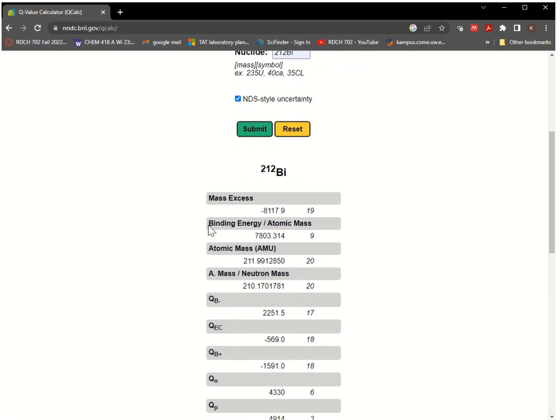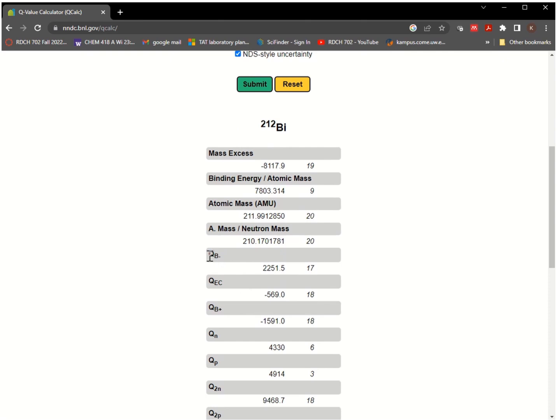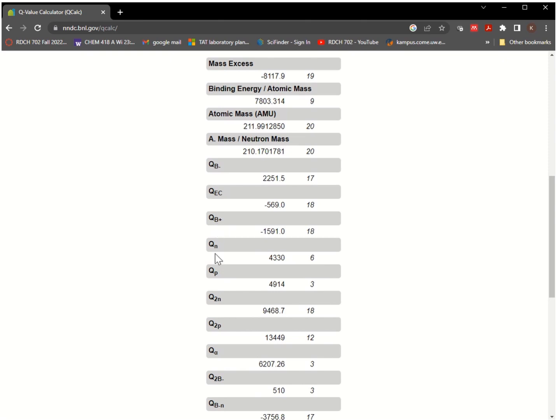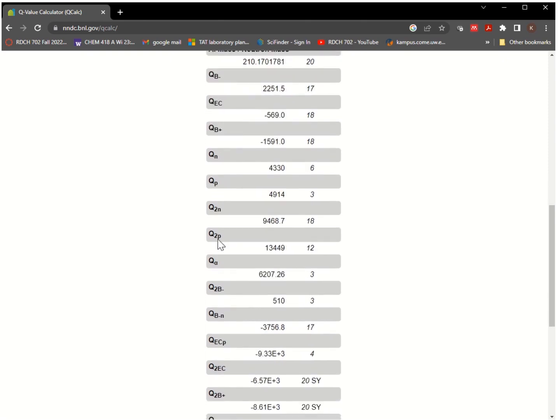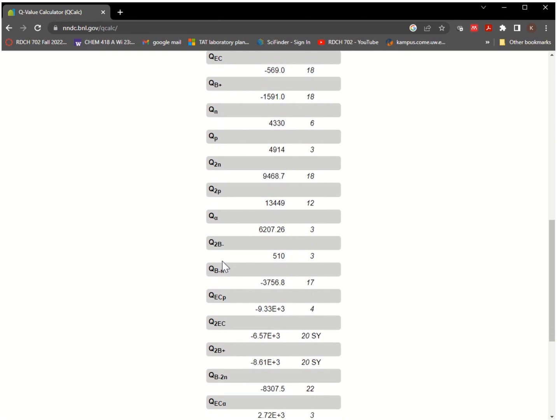It'll have the mass excess, the binding energy per atomic mass, the atomic mass units, the neutron mass, and the Q value for beta minus and a number of different decays: electron capture, positron, neutron, proton. As you can see here, there are many different types of reactions that can occur. That a decay is calculated doesn't mean that they will all be seen, but any reaction that's positive does have a possibility, thermodynamically speaking, of occurring.